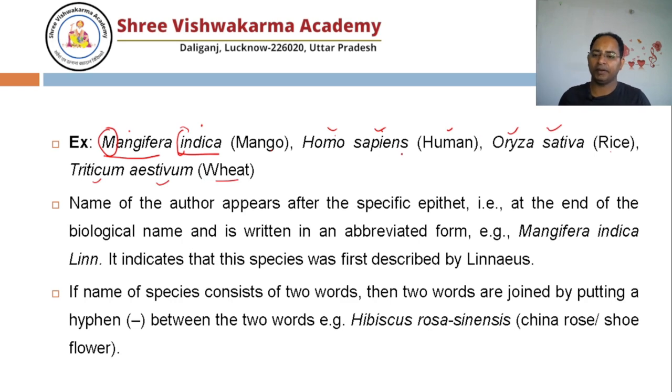Sometimes it also happens that the author who has kept the name of a particular organism also writes their name after the species, in short form. Just like here it is written, Mangifera indica Linn. So Linn stands for Linnaeus. If you have kept the name of an organism, after the species you can keep your name in short. So Mangifera indica Linn means the name Mangifera indica was kept by Linnaeus. While typing this complete name, Mangifera indica and Linn, you have to make it italics, the Linn also, and while you are writing with the pen, you have to underline all three things.